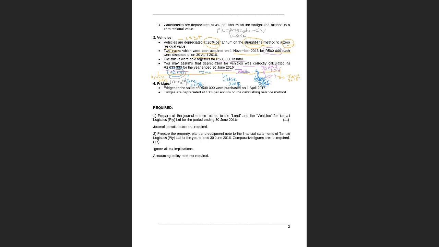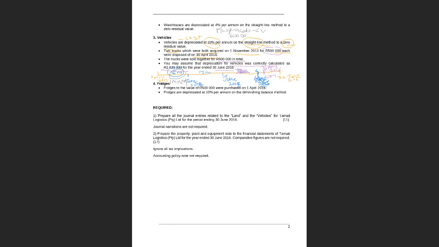Okay, and what is that going to give you? 166,667. If we add all of those depreciation together, year one depreciation plus year two plus year three, that's going to equal your accumulated depreciation. That's going to give you accumulated depreciation of 500,000. You all get that? So in the first year, 133,333 plus the 200,000 plus the 166,667. Any questions?